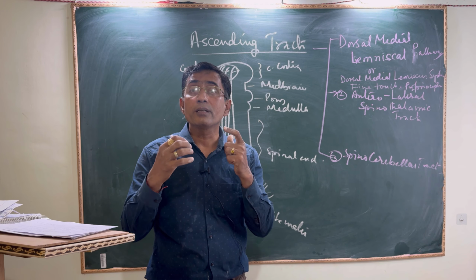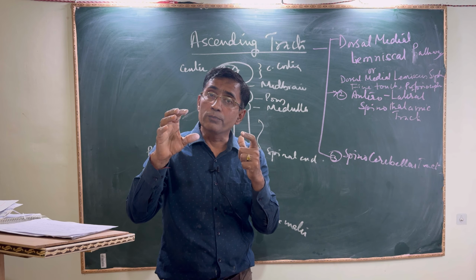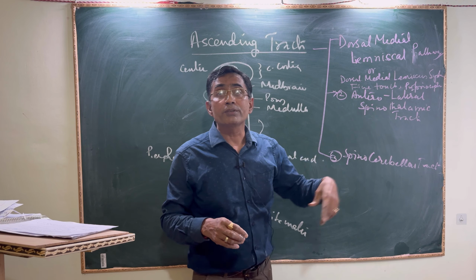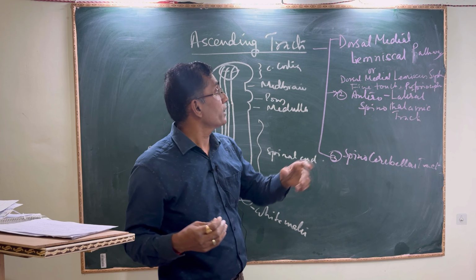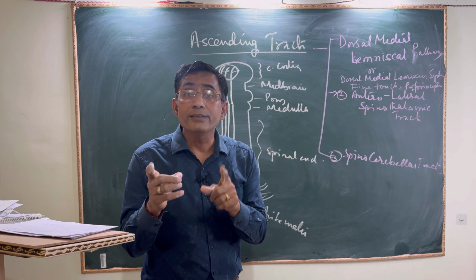It is the muscle spindle, Golgi tendon organ. So these are the receptors for proprioception, and this proprioception is carried by the dorsal medial lemniscal pathways. Another is vibration. Vibration sense is also carried by the dorsal medial lemniscal pathways. Another one is 2-point discrimination.